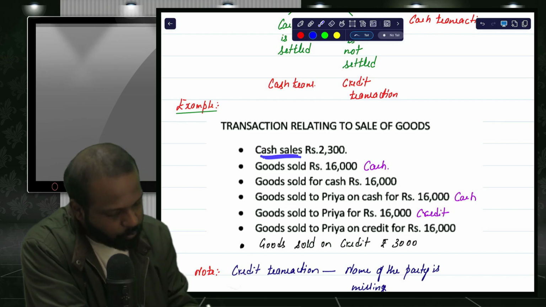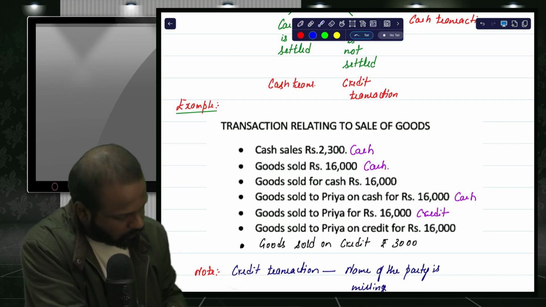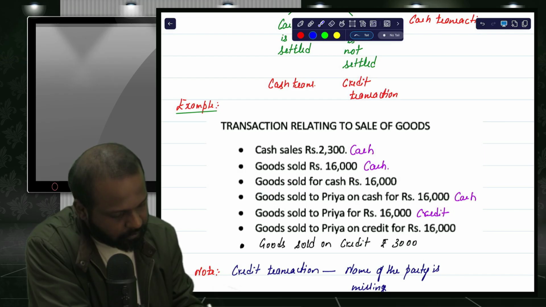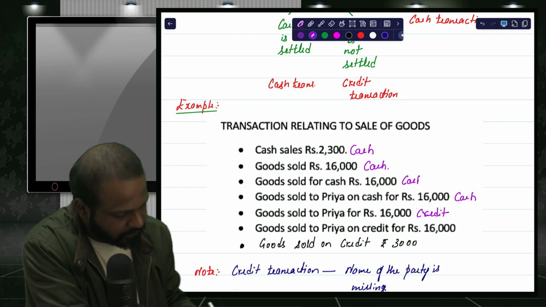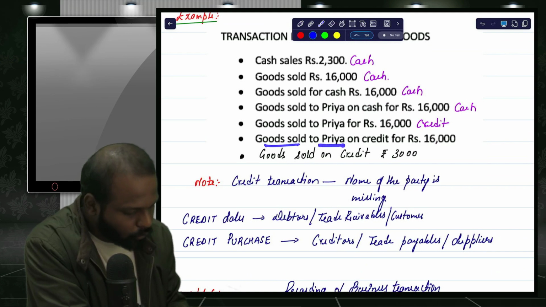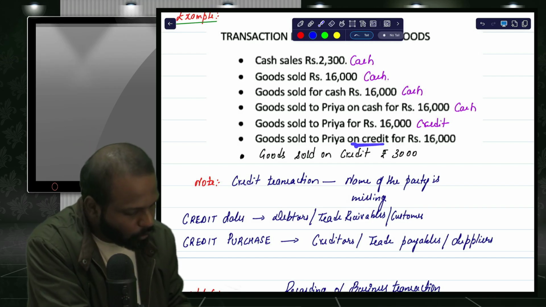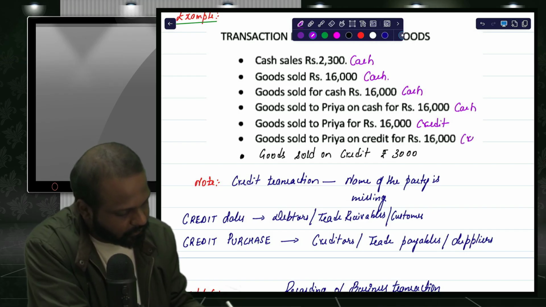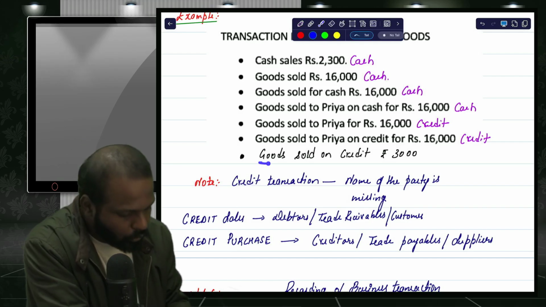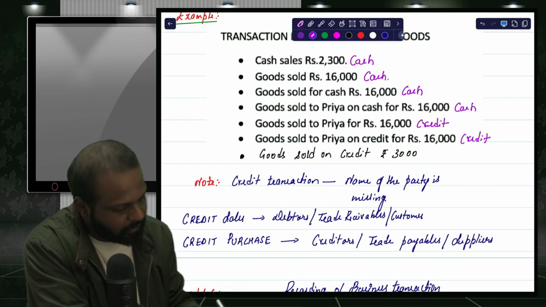Cash sales. Here the name itself says cash sales. So it is a cash transaction. Next, goods sold for cash. Here also they themselves have mentioned sold for cash. So cash transaction. Goods sold to Priya on credit. We have sold goods to Priya on credit. They themselves mentioned sold on credit. So it's a credit transaction. Goods sold on credit. Here they only mentioned goods sold on credit. So again, this is also a credit transaction.